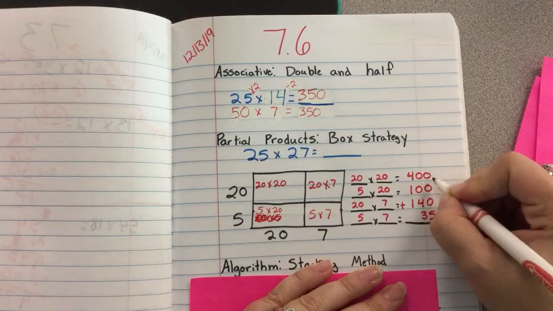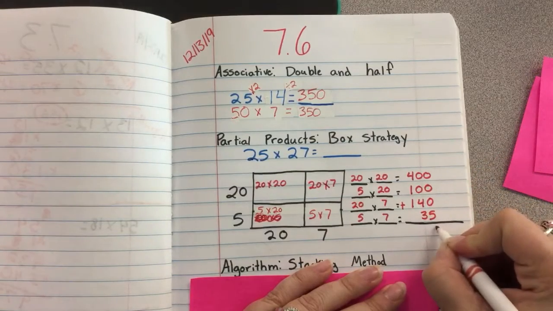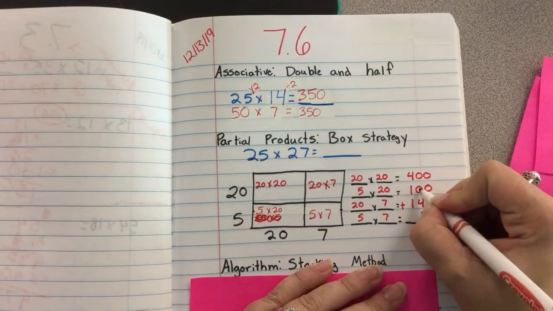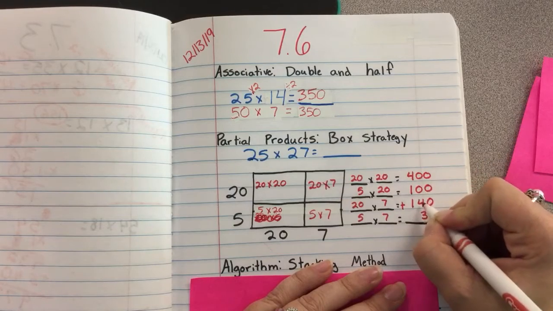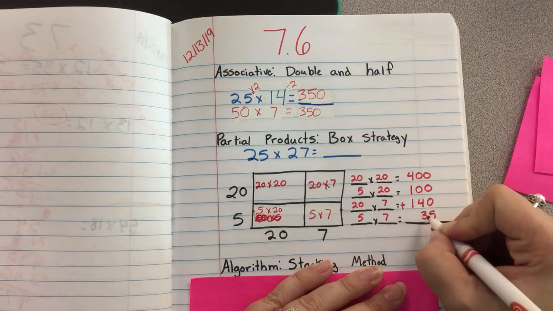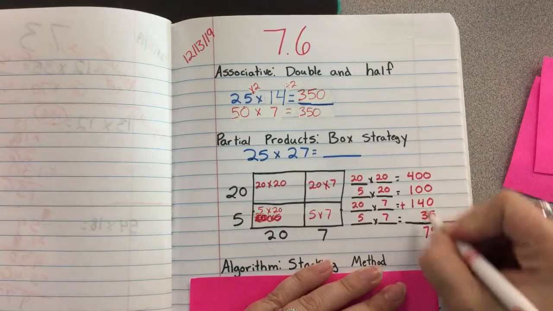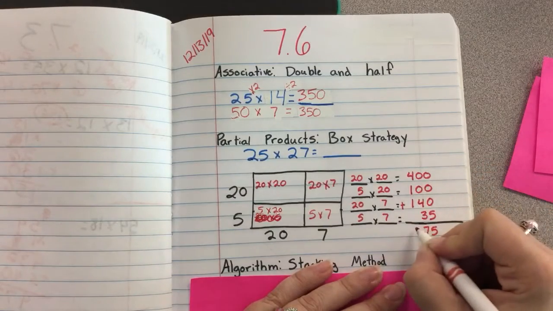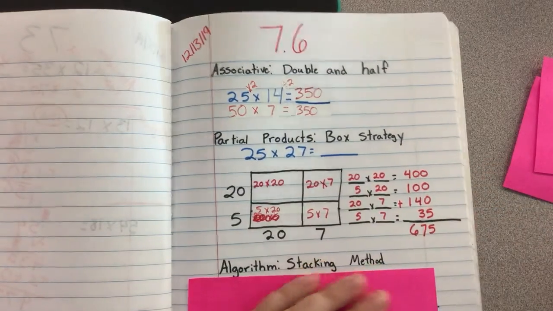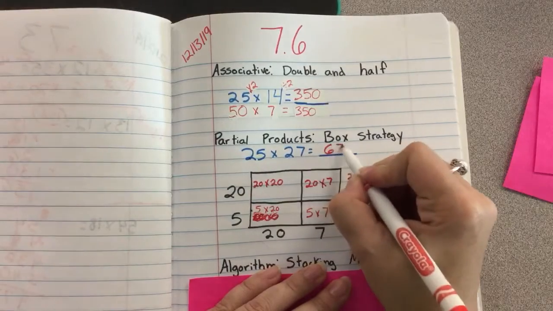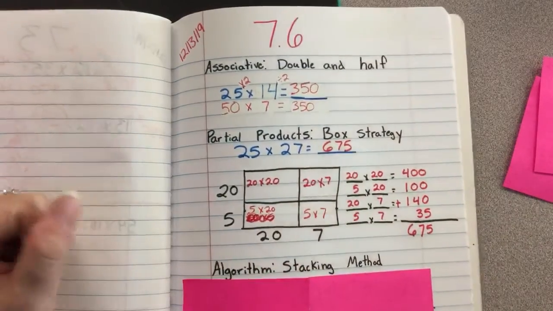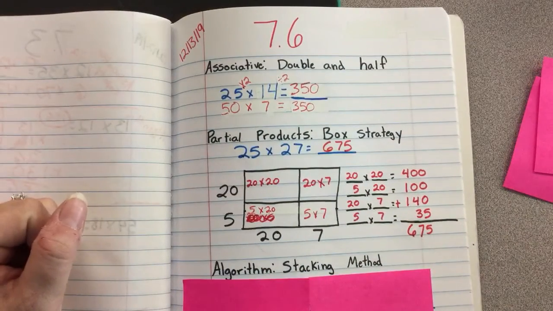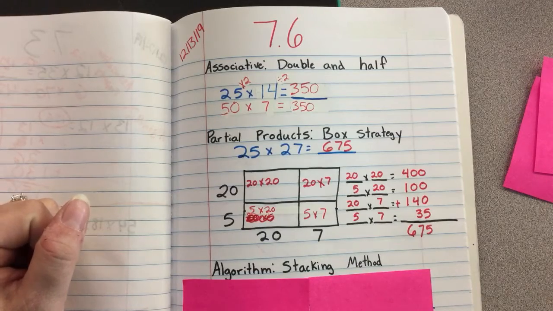Add them all up. 0 plus 0 plus 0 is? 5. 0 plus 0 is? 0. Plus 4 is 4. Plus 3 is? 7. 4 plus 1 plus 1 is? 6. 675 is our answer to 25 times 27.